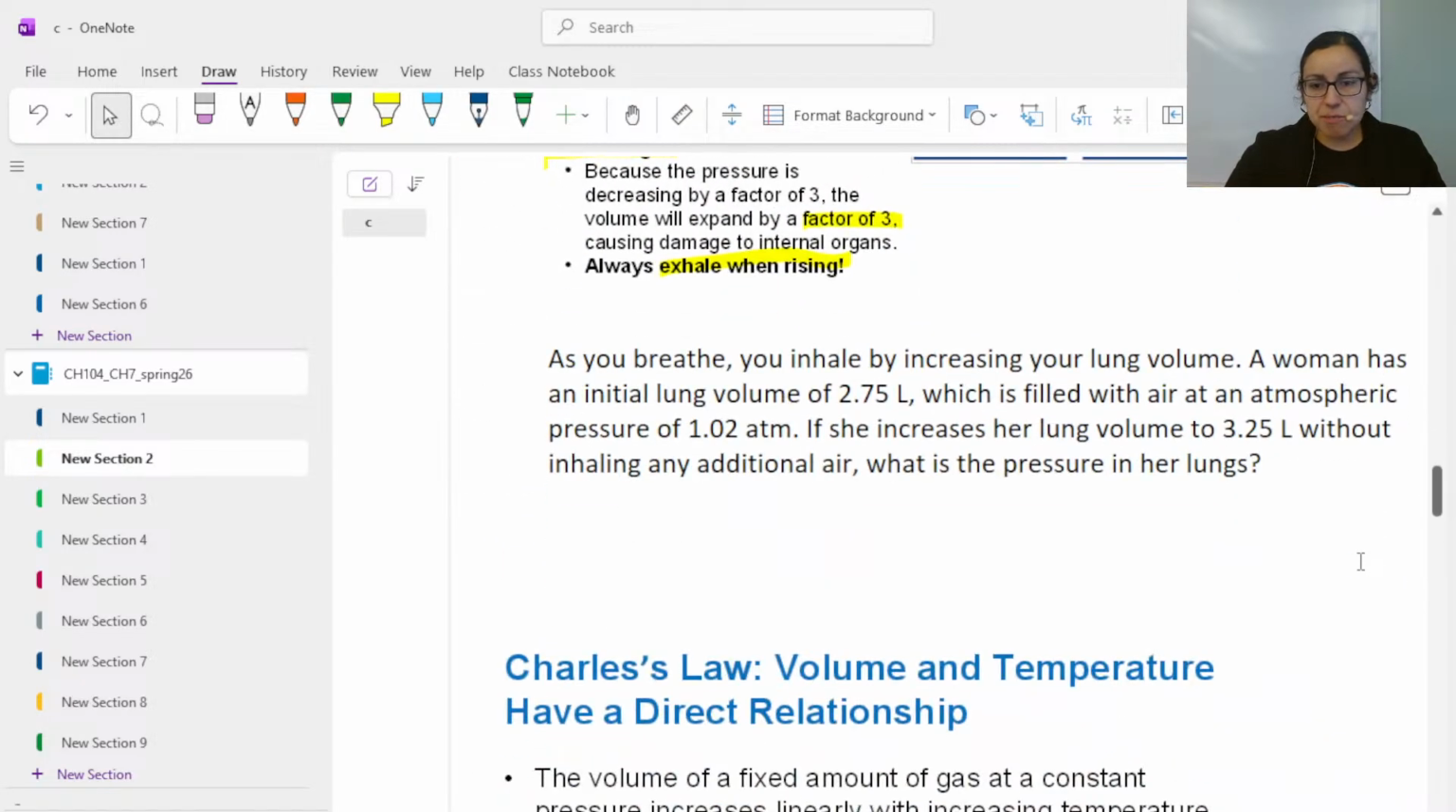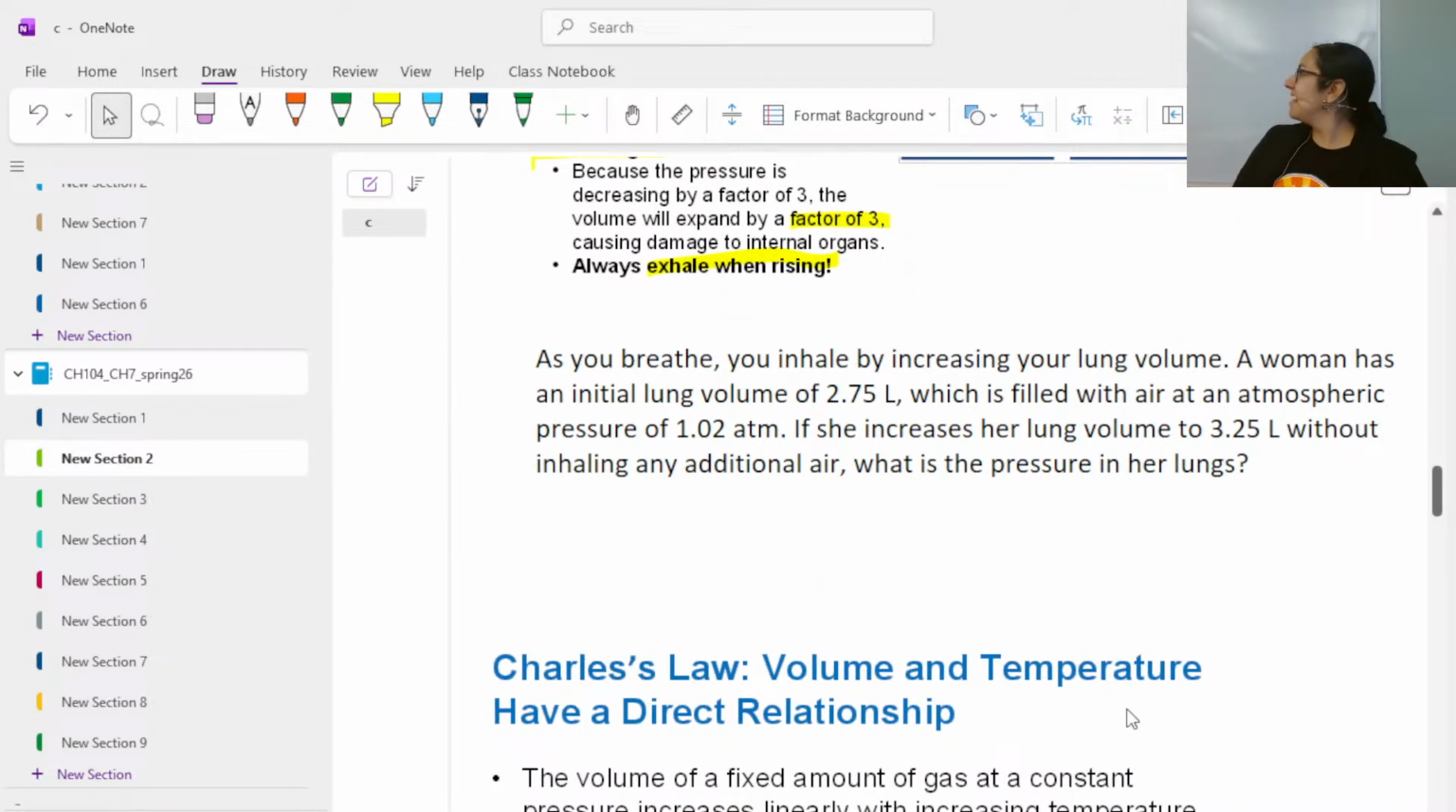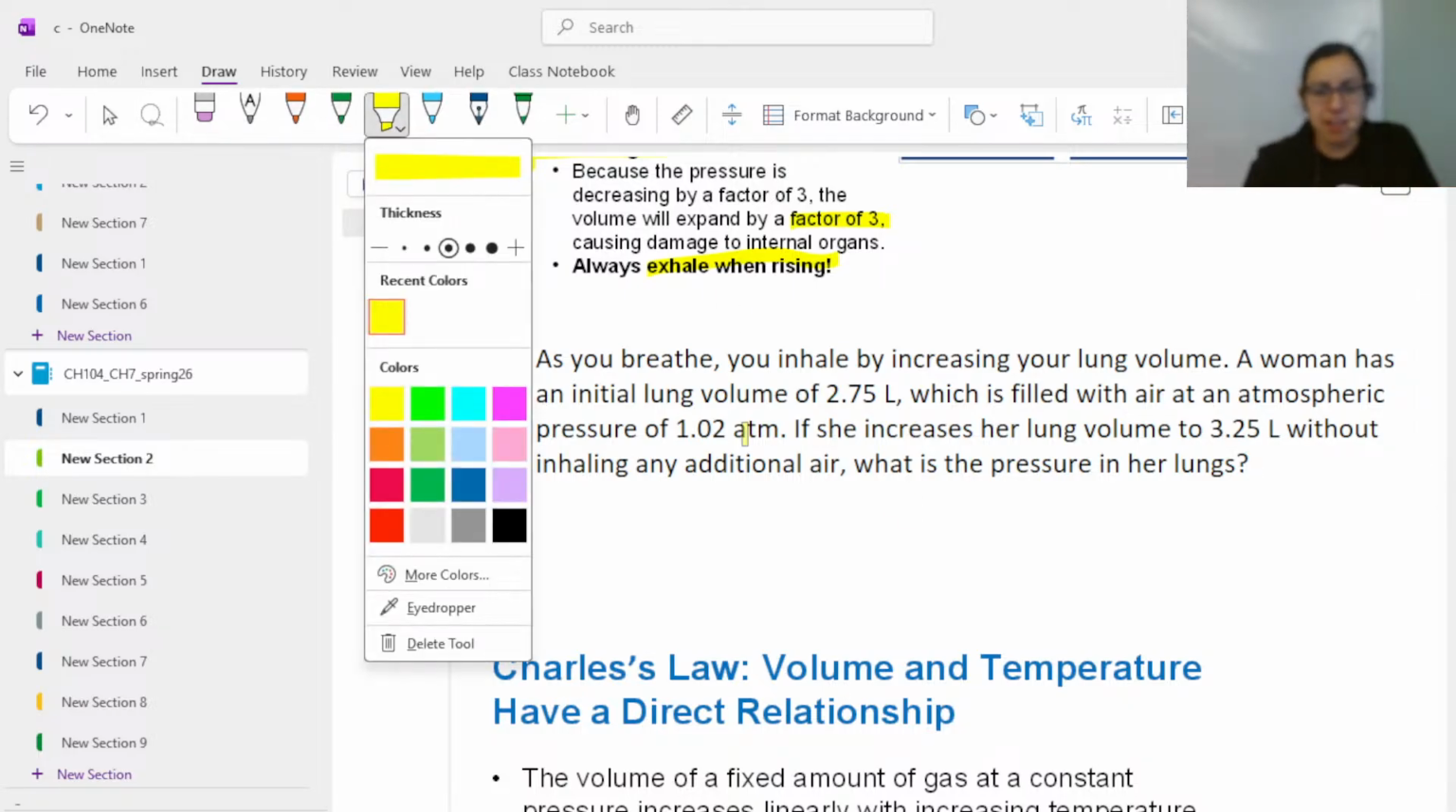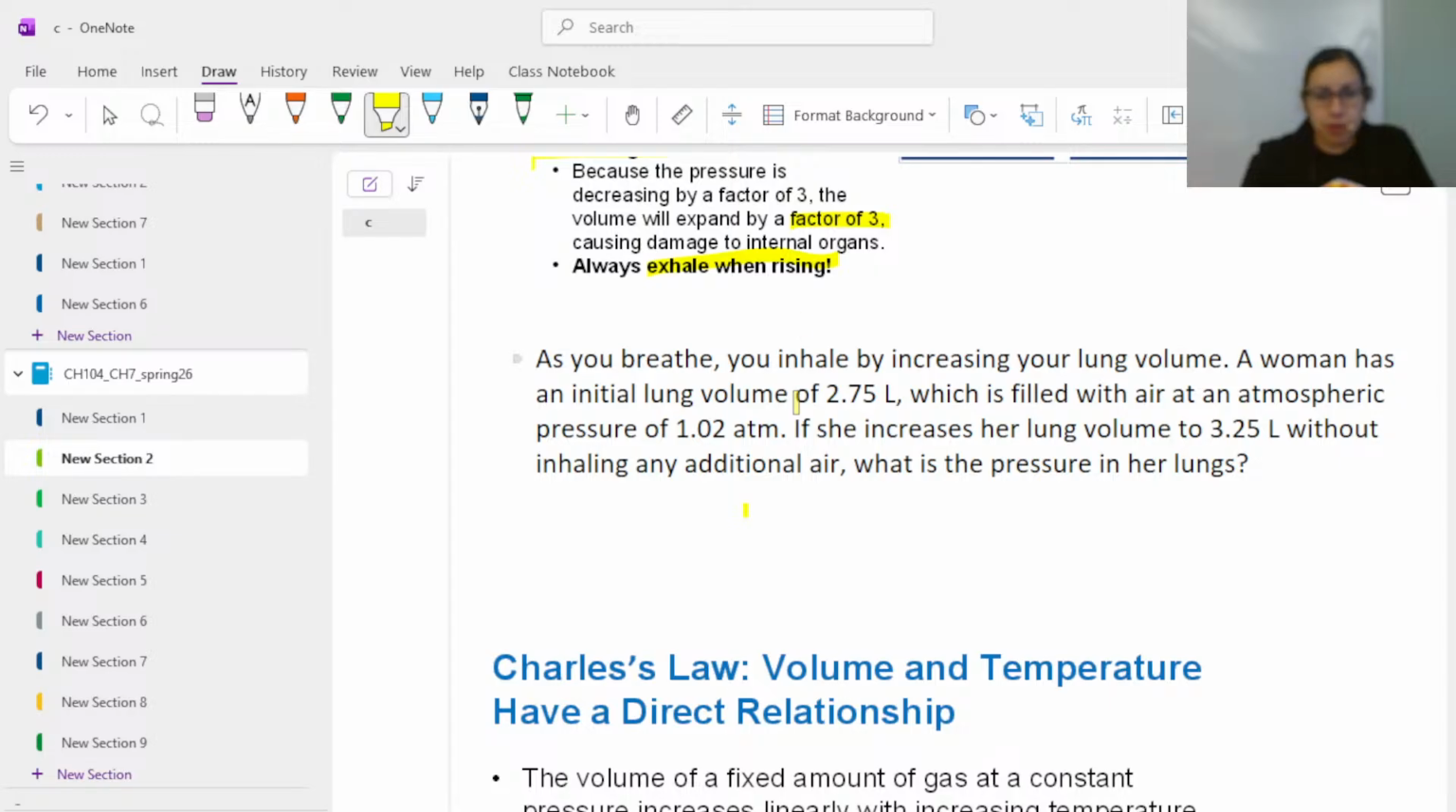All right, so let's do the math then, now that we're all scared of diving. Let's do this little hypothetical scenario. Let's say that we're studying this woman. She has an initial lung volume of 2.75 liters, which is filled with air at atmospheric pressure of 1.02 atm. Your diaphragm works to expand and literally opens up your lung capacity. What if we could freeze that moment before your air rushes in? What would be the pressure in the lungs then? See if you can do that, and we'll set up our formula. So P1V1 equals P2V2.